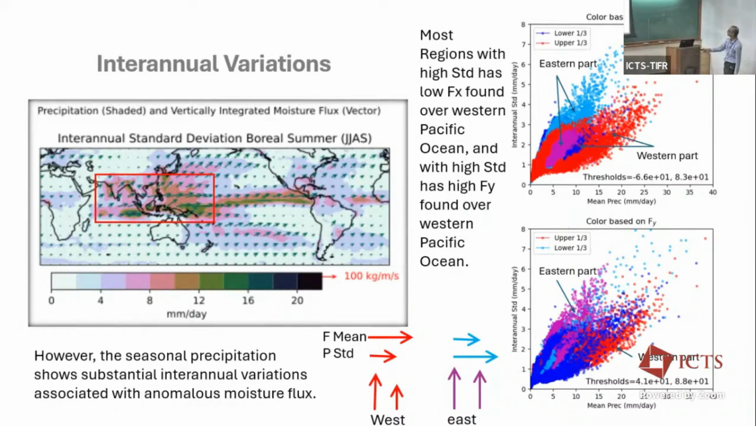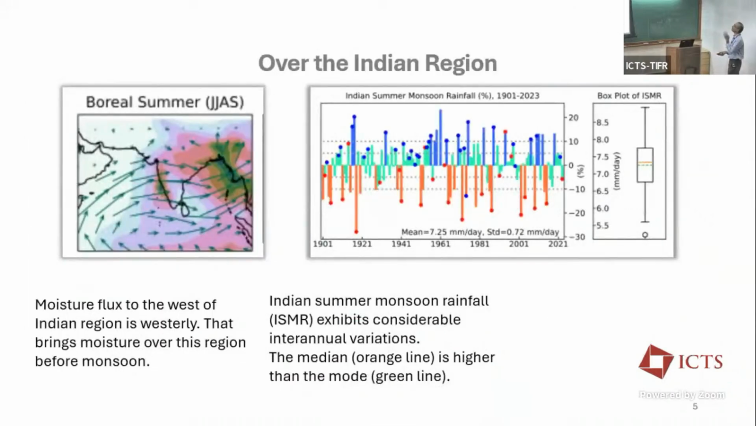However, in the eastern side, the West Pacific Ocean, even the standard deviation of the flux is also high. In other words, what I'm trying to say is that the internal variations of the moisture fluxes over these two regions need not go along with the internal standard deviation of the rainfall over both the regions. Okay, so neither the means nor the internal variations of the fluxes go along with the internal variations of the rainfall over these regions, and therefore the mechanisms of the internal variations would be very, very different. So now we focus only over this Indian region here.